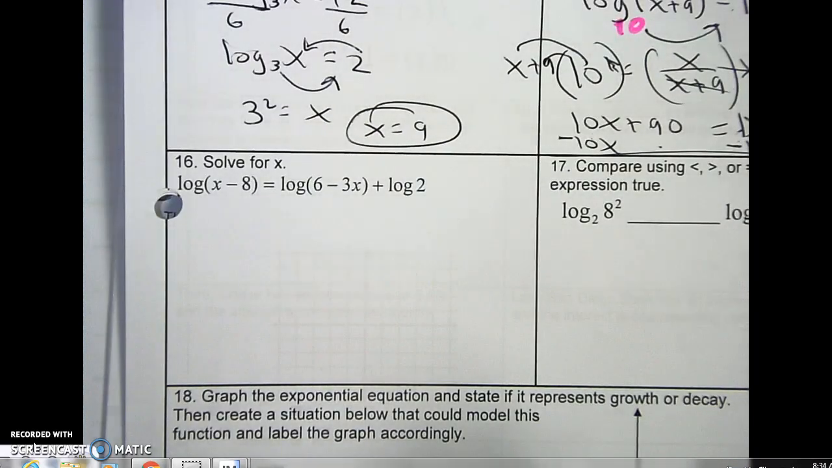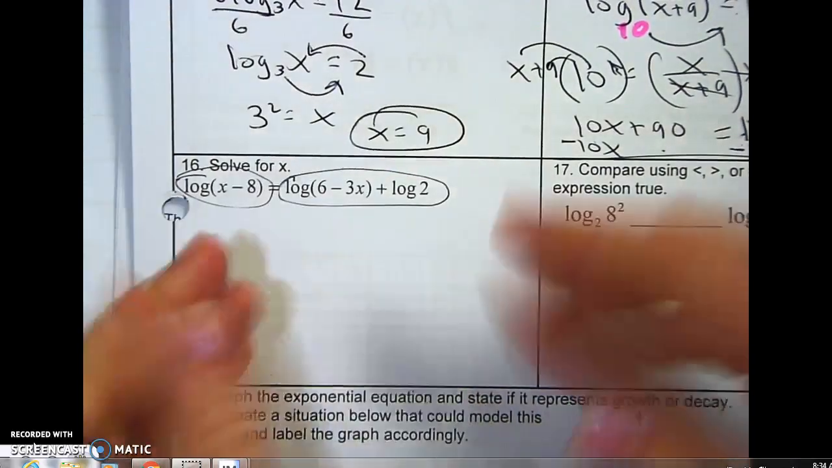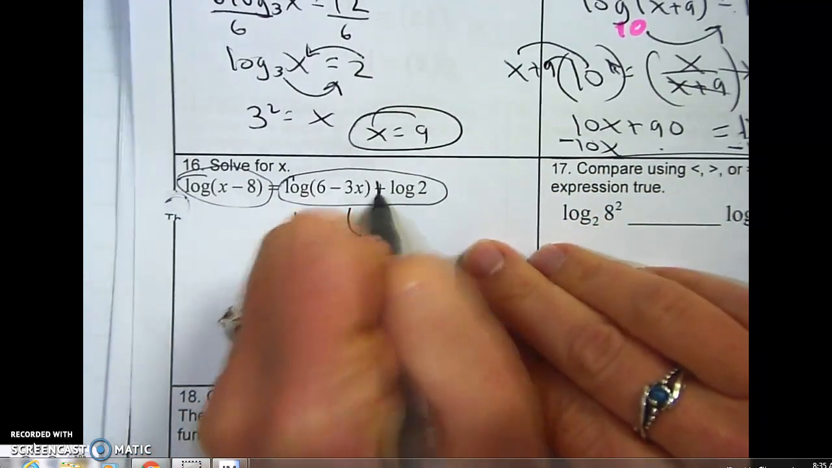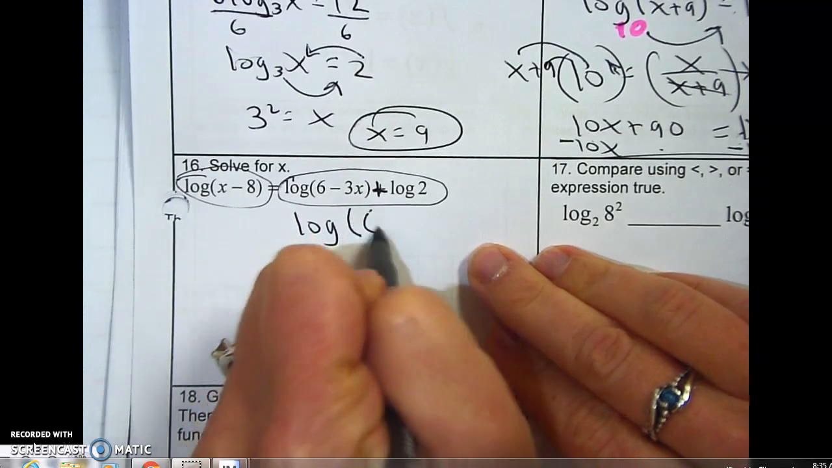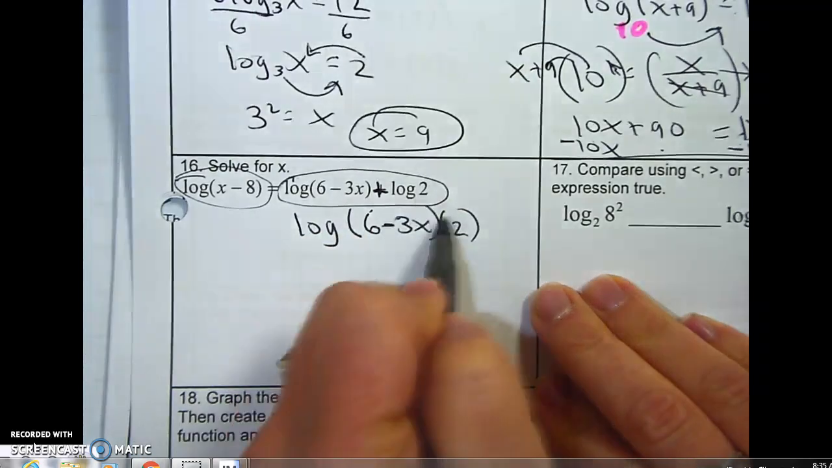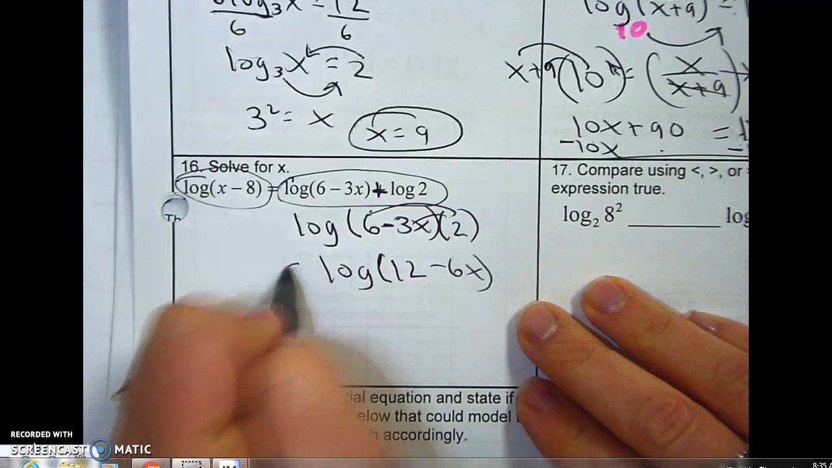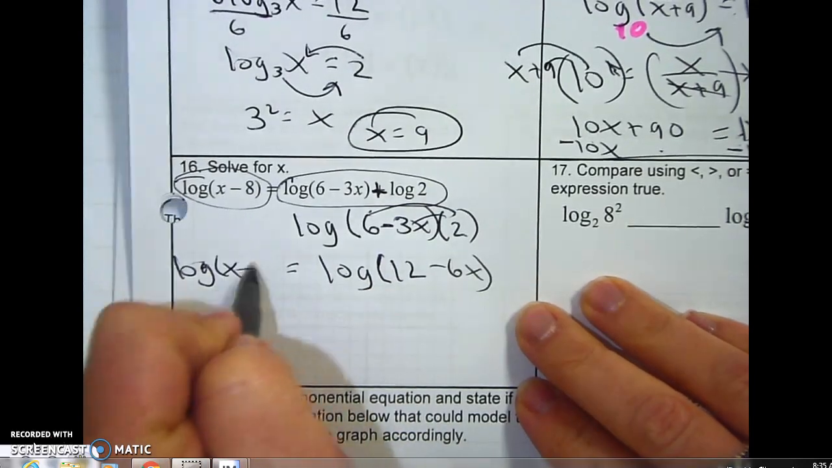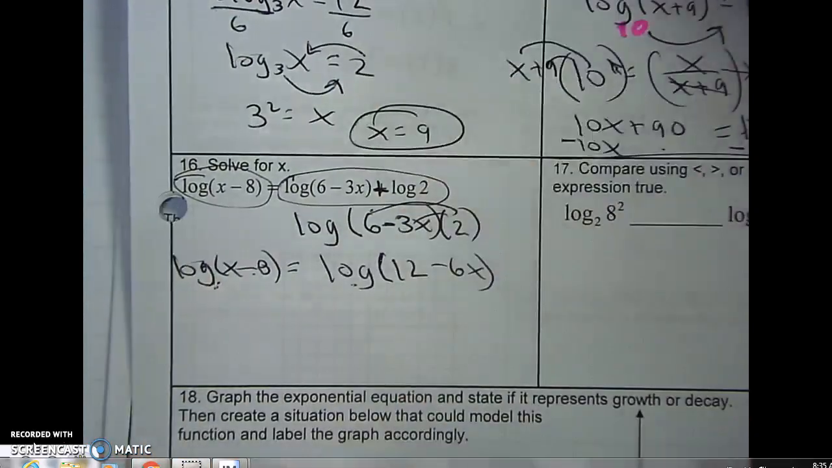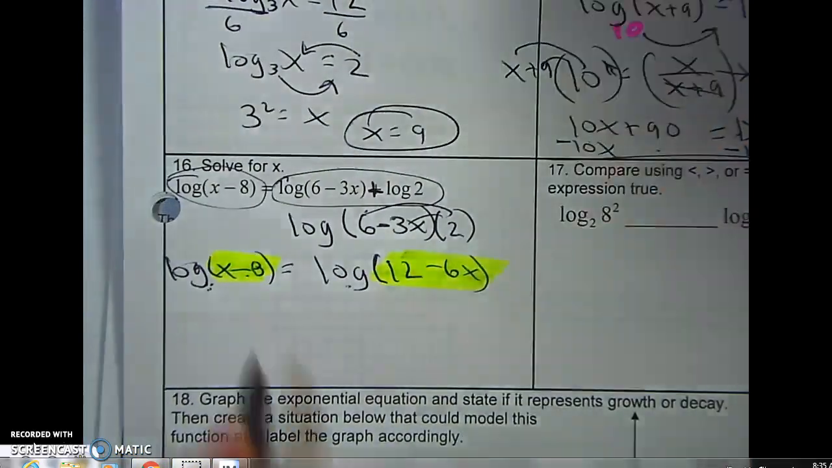Okay, we've got a whole bunch of logs happening here, but I see 1 log on this side and 2 of them on this side. So I'm going to take these 2 and combine it and make it 1. And remember the rule states, when you're adding, it means multiply. So I'm going 6 minus 3x times 2, backwards distribution, log of 12 minus 6x equals log of x minus 8. Remember when they have the same base and they're set equal to each other, you can just focus on this part. And that's exactly what I'm going to do.